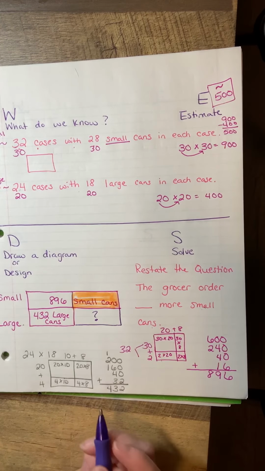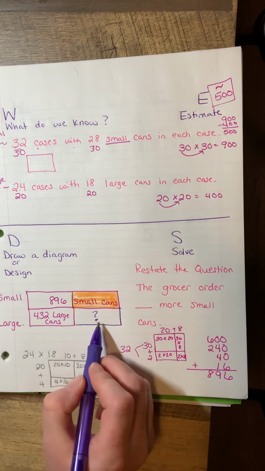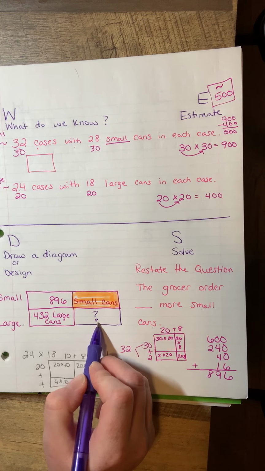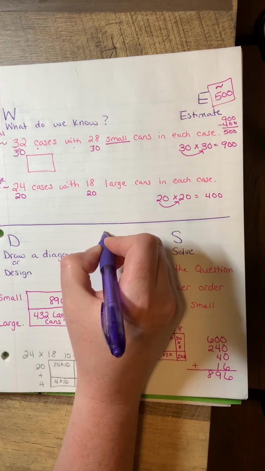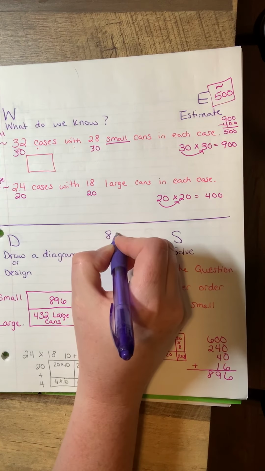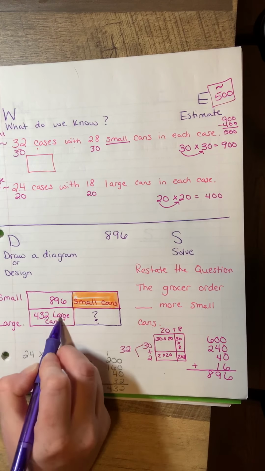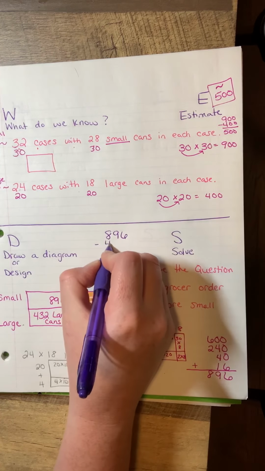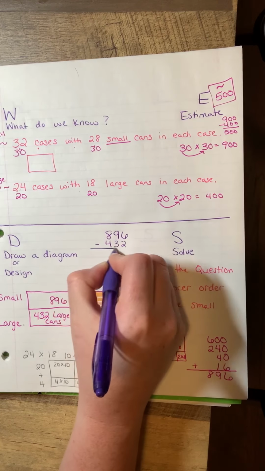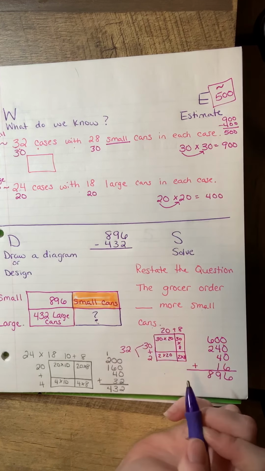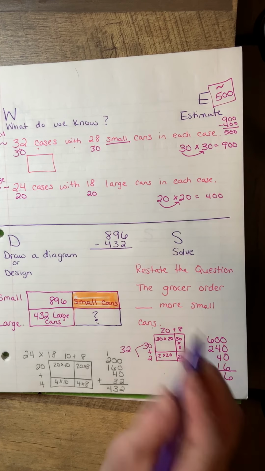How are we going to solve that? How am I going to figure out what this missing number is? Take a moment and think about it. Pause the video if you need to. Absolutely, we're going to subtract. We're going to take the number of small cans that we have. We have 896 small cans. We have 432 large cans. And we're going to subtract them to figure out how many more small cans we have than large cans.